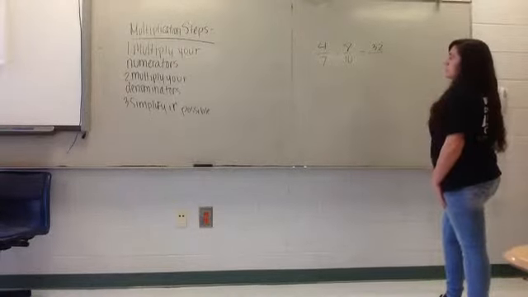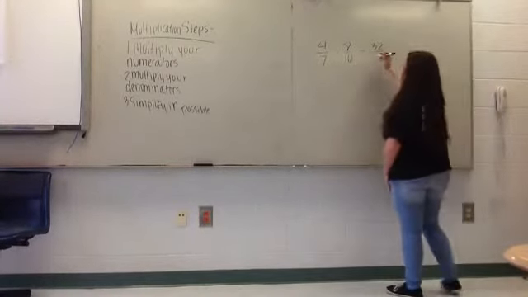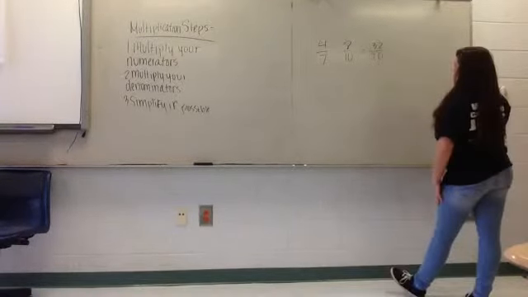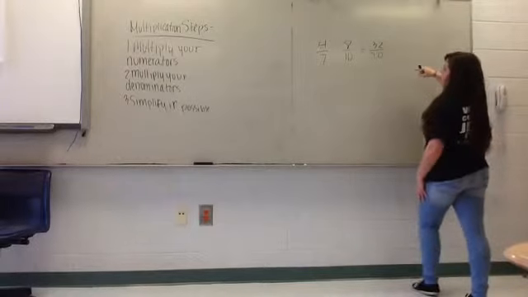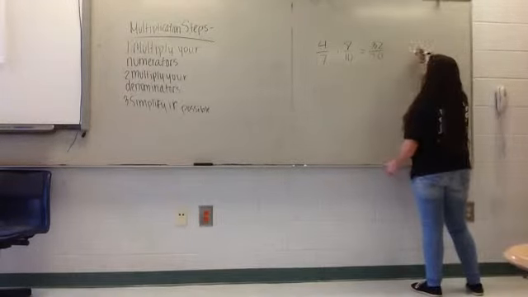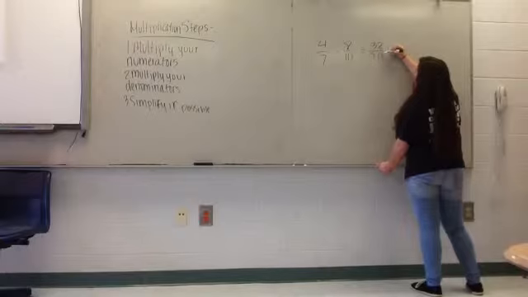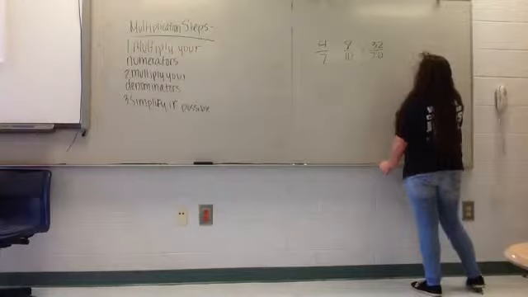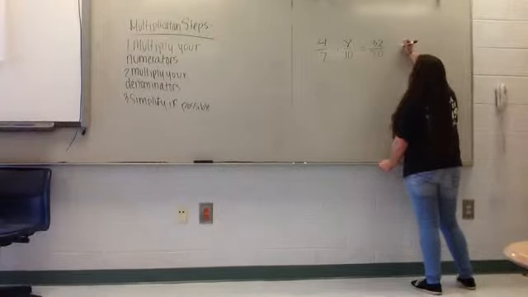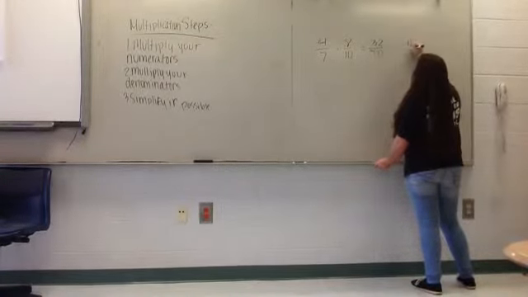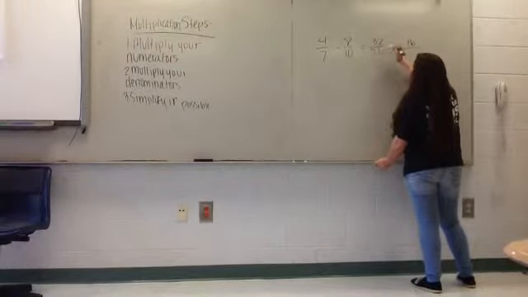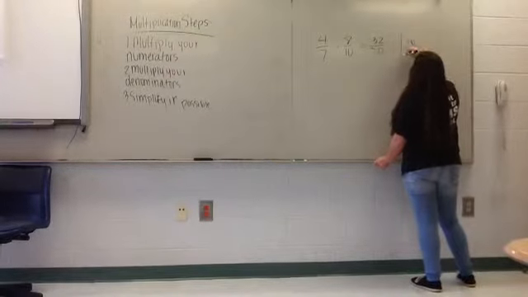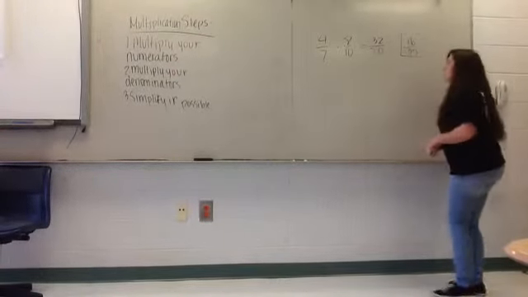Your second step is to multiply your denominators. 7 times 10 is 70. And our third step is to simplify if possible. So we're going to move over here. One number that can go into both 32 and 70 is 2. So we have 32 divided by 2 would be 16. And 70 divided by 2 would be 35. So your answer would be 16 over 35.